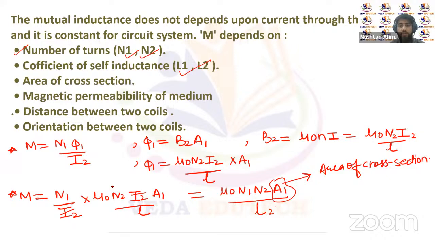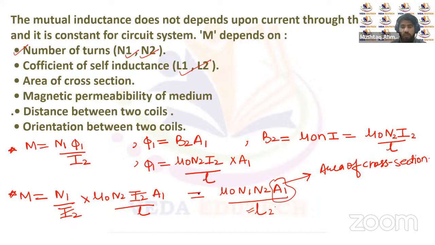And then it depends upon the coefficient of self inductance also, right? And then it depends upon the area of cross section. It depends upon the length of the inductor as well, because there is a length factor here, right? And the magnetic permeability of the medium, right?